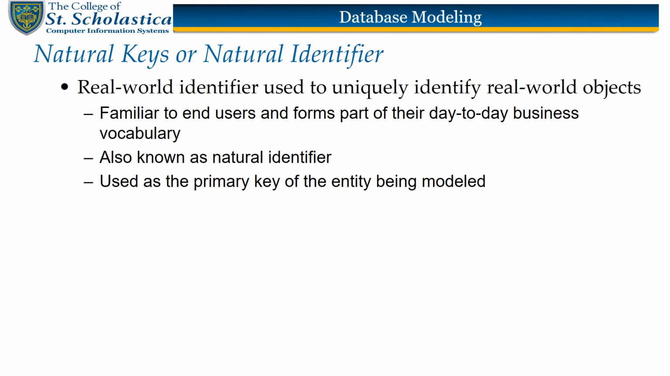A natural key or natural identifier is a real-world and accepted identifier used to uniquely distinguish and identify real-world objects. As its name implies, a natural key is familiar to the end user and forms part of their day-to-day business vocabulary. Usually, if an entity has a natural identifier, a data modeler uses it as the primary key of the entity being modeled. Generally, most natural keys make acceptable primary key identifiers.